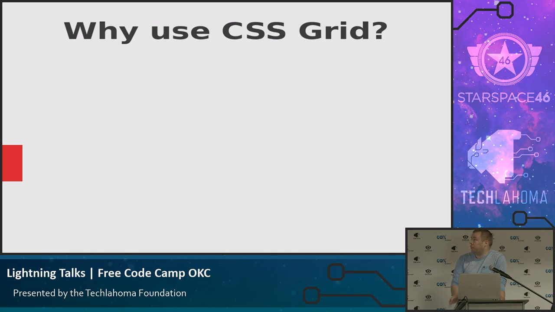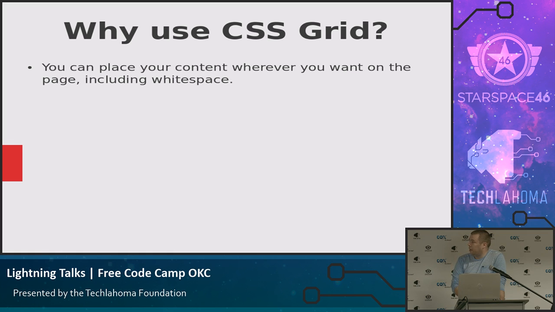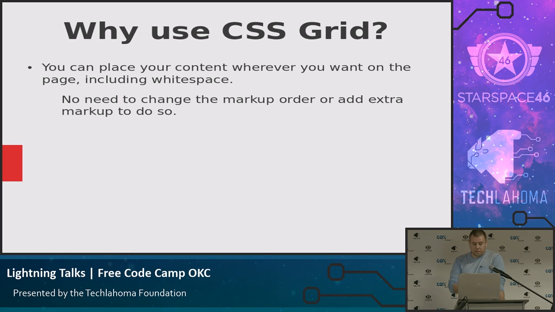So, why use CSS Grid over things like Flexbox or other frameworks like Bootstrap? A bunch of the reasons are you can place your content wherever you want on the page. You don't need to use floats. You don't need to use clears. No need to change the markup order. This includes white space. You can put white space wherever you want on your page.